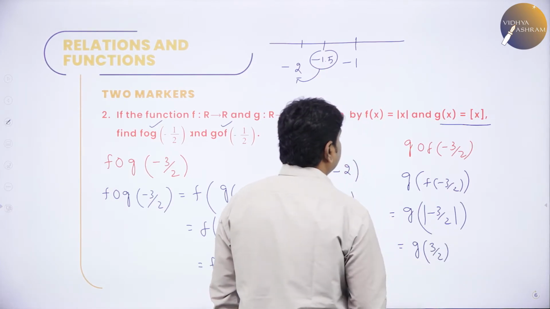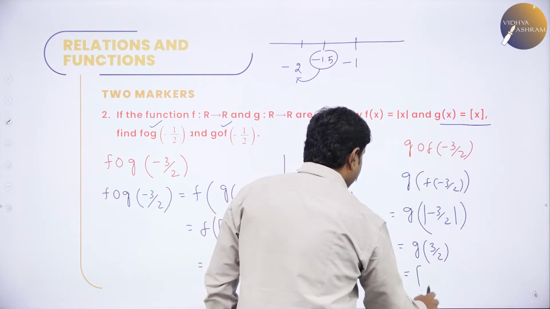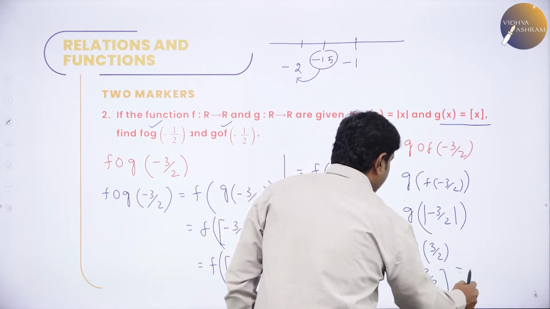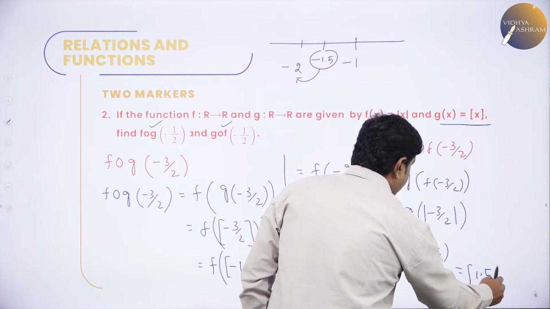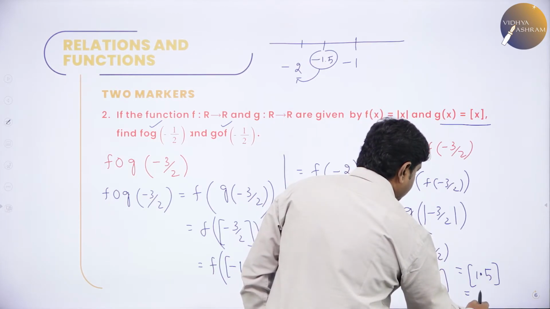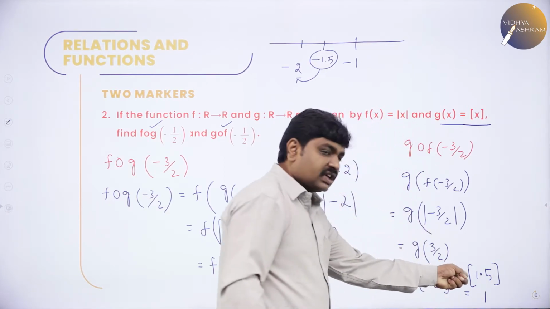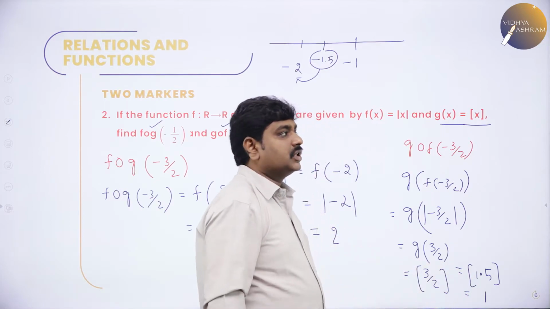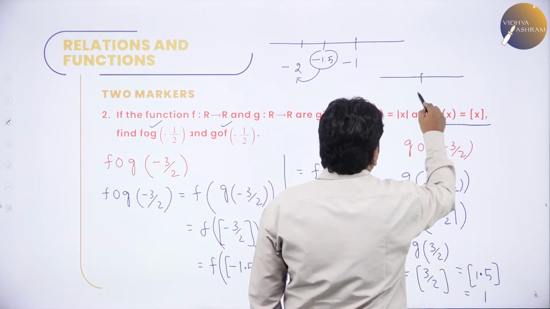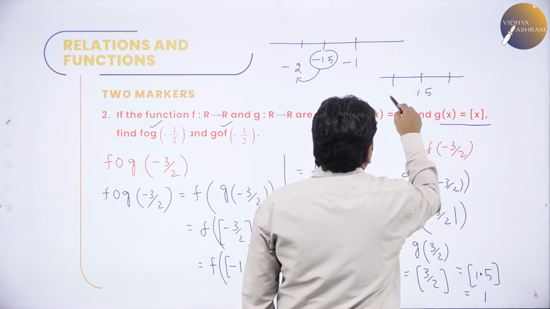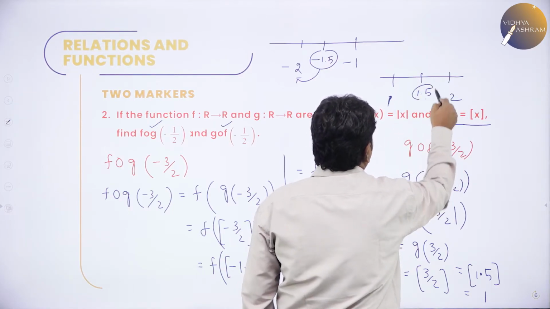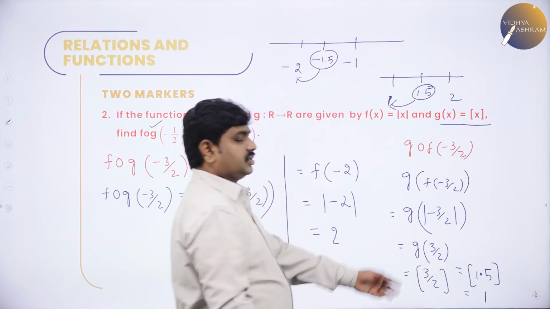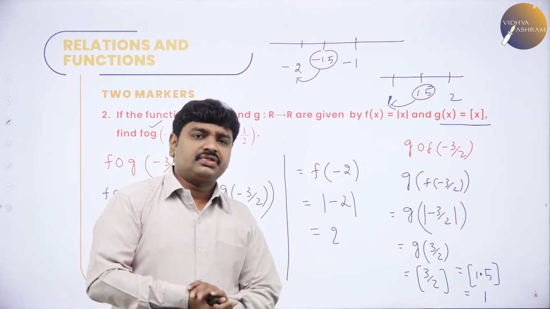What is g of 3 by 2? Square bracket 3 by 2. What is square bracket 3 by 2? Square bracket 1.5 means greatest integer of 1.5. What is greatest integer of 1.5? An integer which is near and less than 1.5 is 1. All of you know 1.5 lies between 1 and 2. So I want to take an integer which is near and less than this. So I should go to this. That's it. All of you understood this.